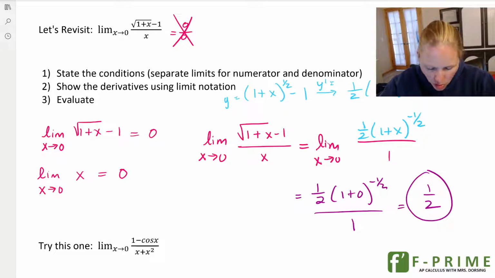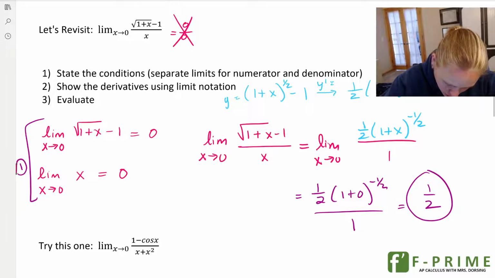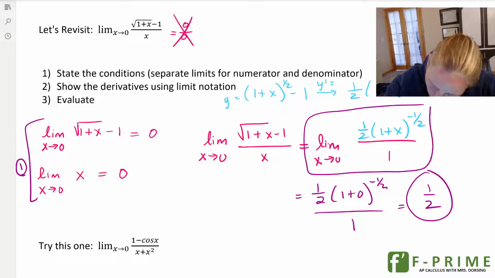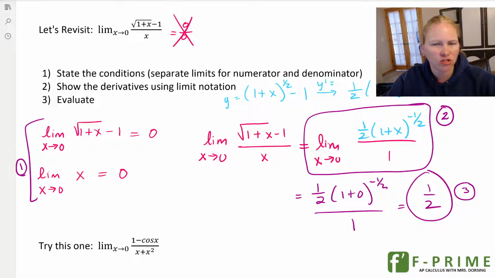But you always, always, always need to show these three things. Number 1, you need to state the conditions. Number 2, you need to show the derivatives using limit notation. So you need to show that you're using L'Hopital's rule. You don't even have to call it L'Hopital's rule. And then number 3, you have to evaluate it and get to your answer. So you have to do these 3 steps.